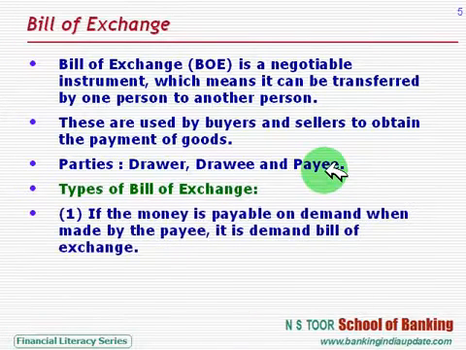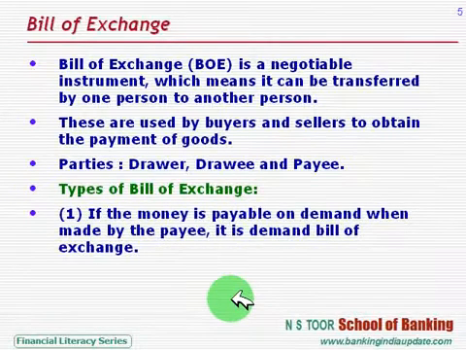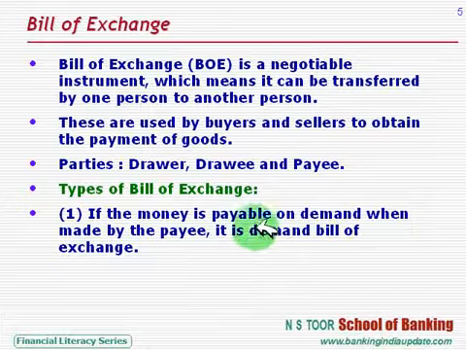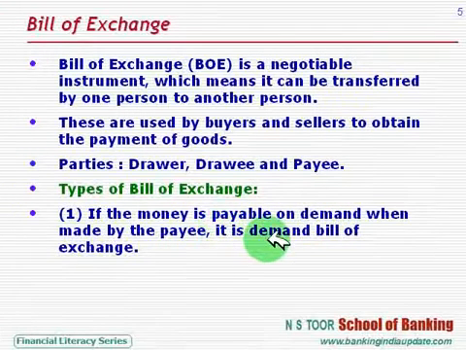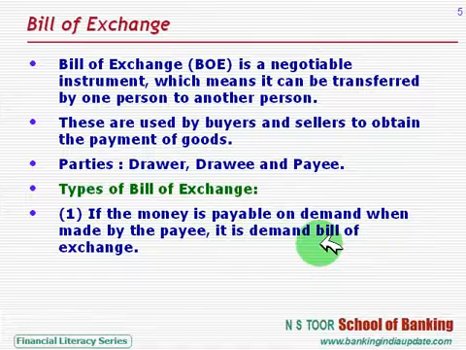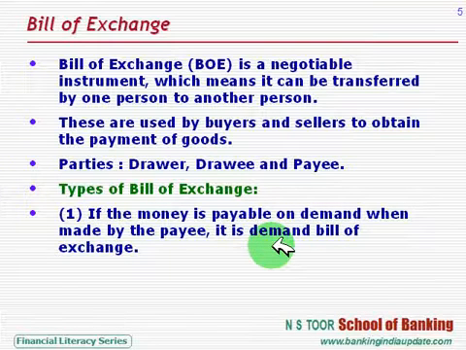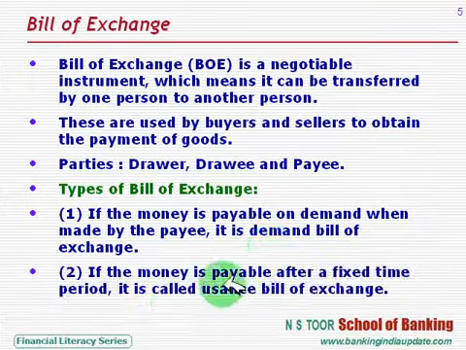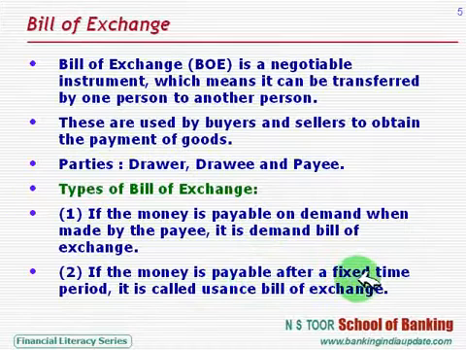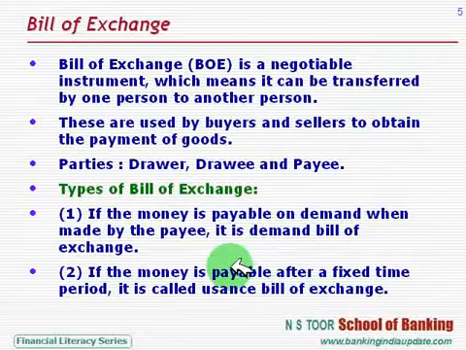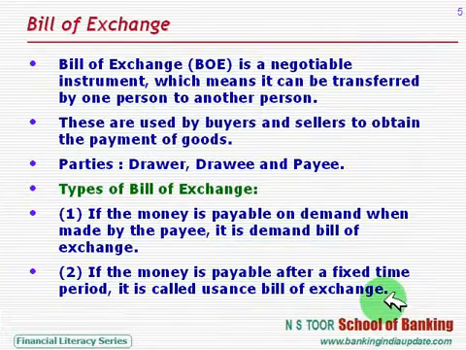Types of bill of exchange. If money is payable on demand, when demand is made by the payee, it is called demand bill of exchange. So payment is to be made by drawee when demand is made by the payee. If money is payable after a fixed period, not on demand but after a fixed period, it is called usance bill of exchange.